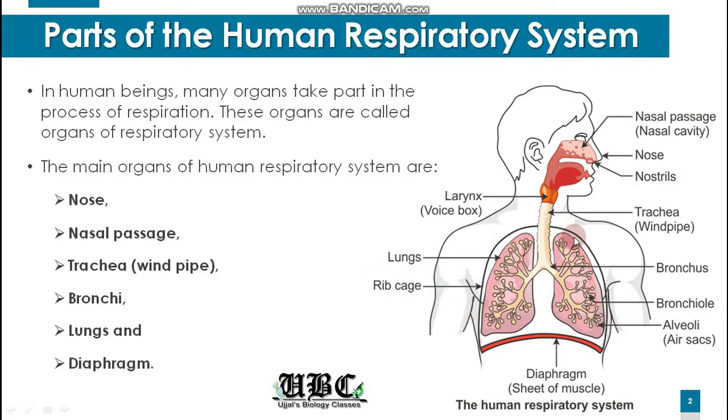The ribcage is mentioned here because this cage-like skeletal structure protects our lungs and the heart. This is the diaphragm, which is a sheet of muscle that separates the thoracic cavity from the abdominal cavity or the digestive glands below.